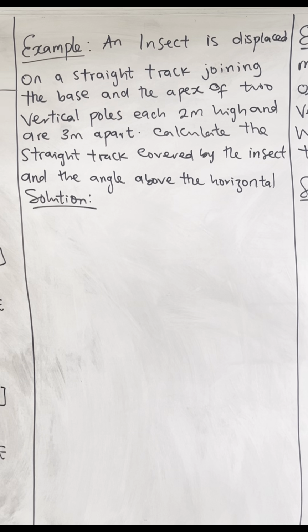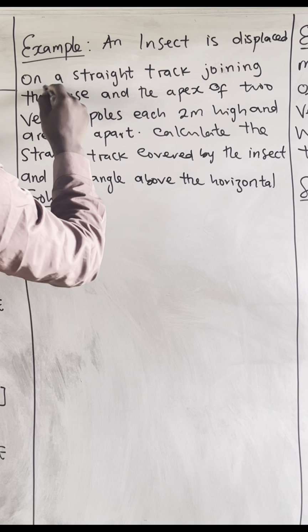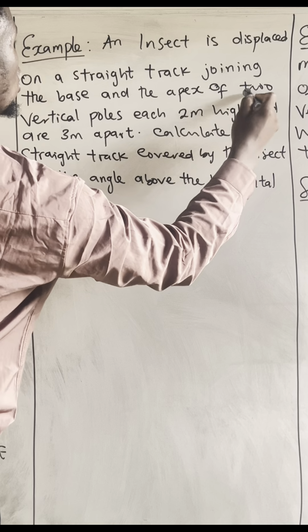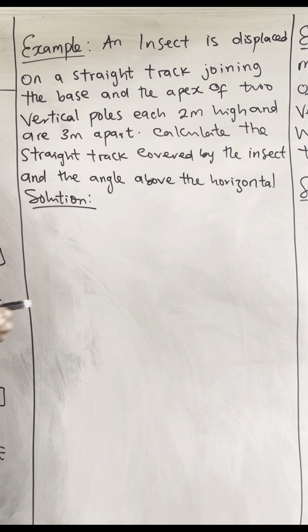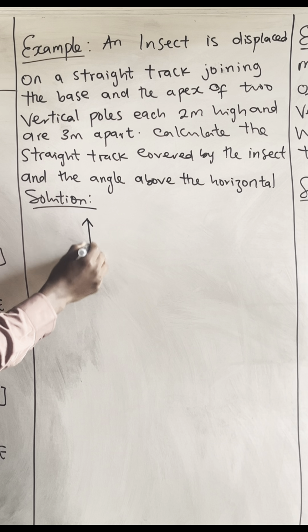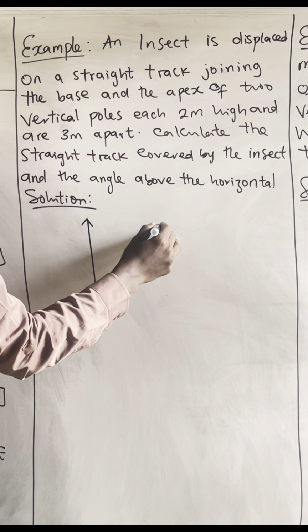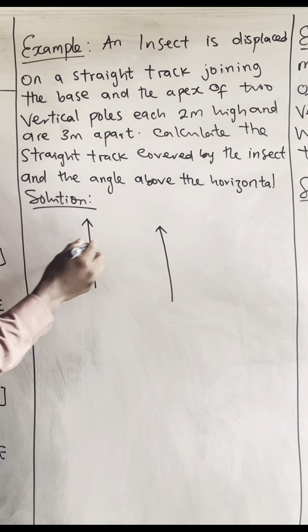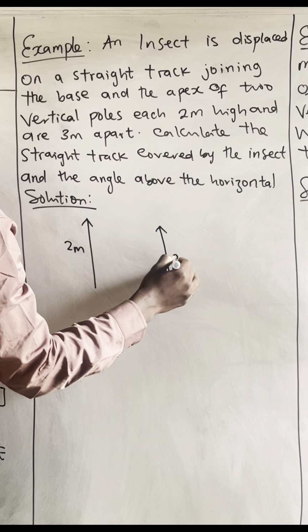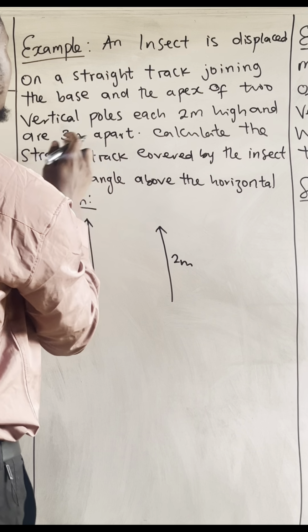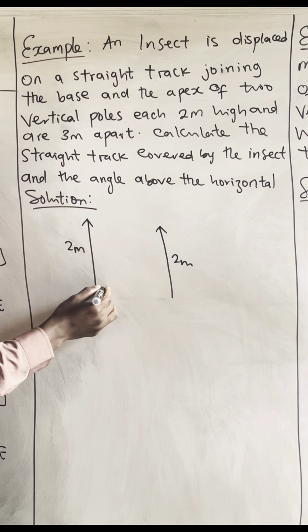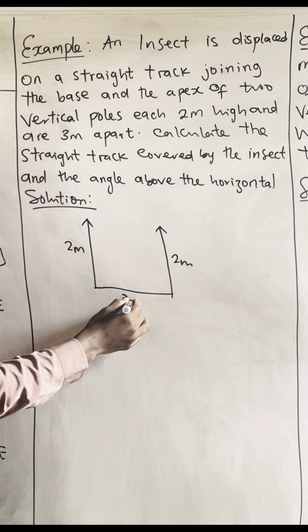So okay guys, in this example, the question says that an insect is displaced on a straight track joining the base and the apex of 2 vertical poles. This simply means that we have one vertical pole here, we have another vertical pole here. 2 vertical poles, each 2 meters. This simply means that they are of the same height. This one is 2 meters, this is also 2 meters. And 3 meters apart. This simply means that the distance between them is 3 meters. This distance is 3 meters.